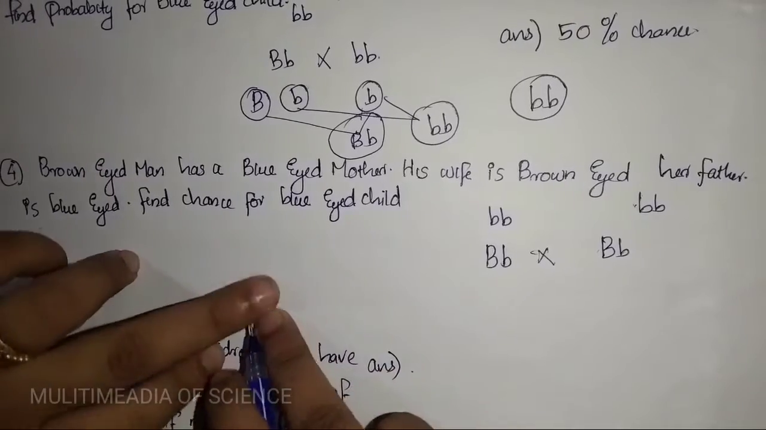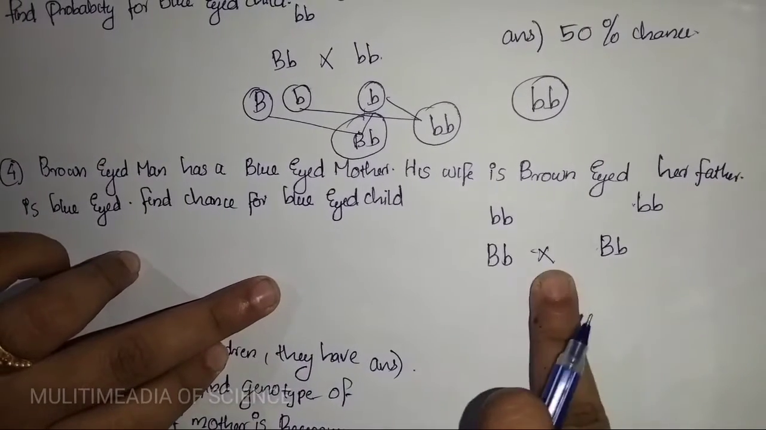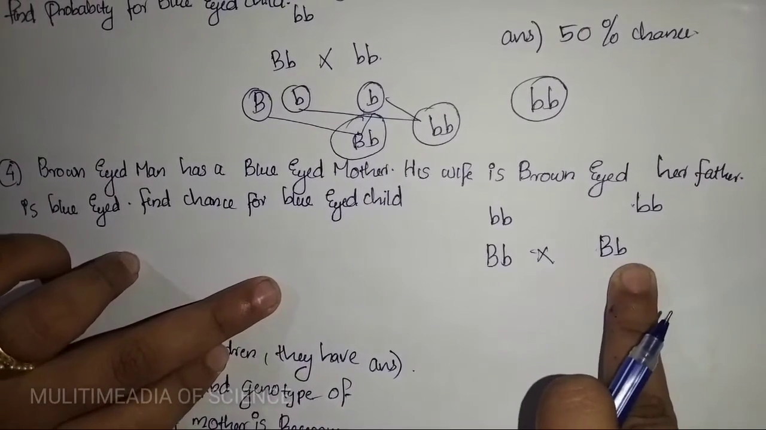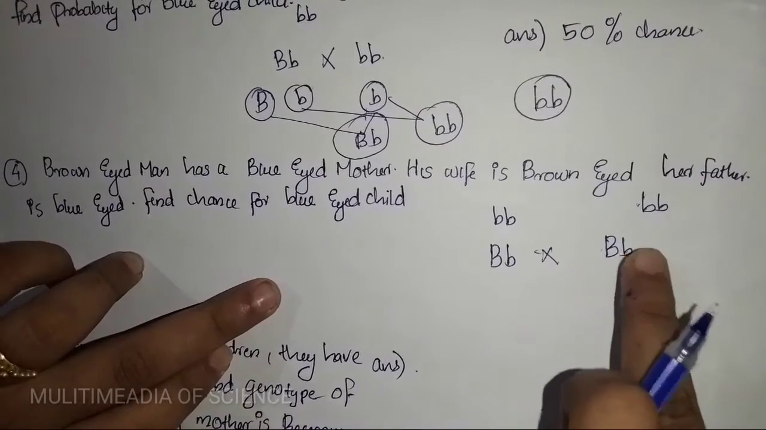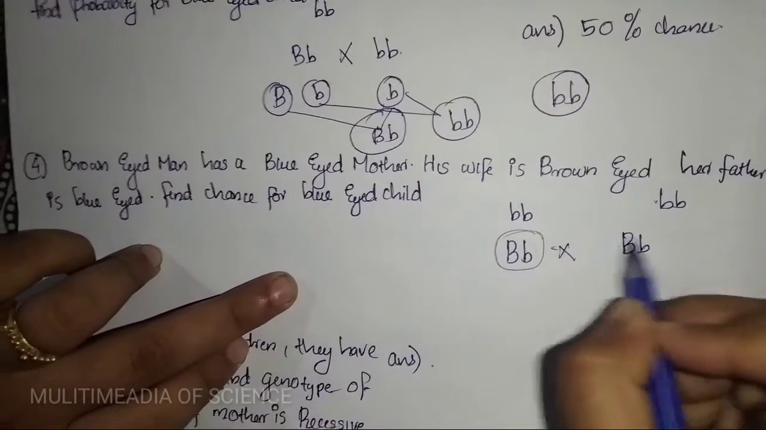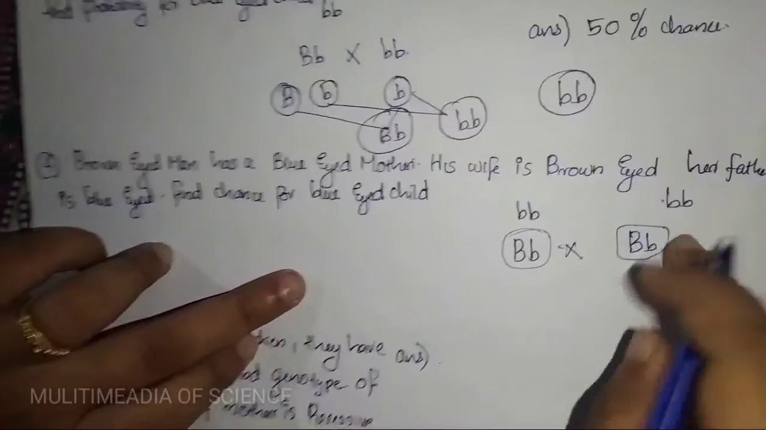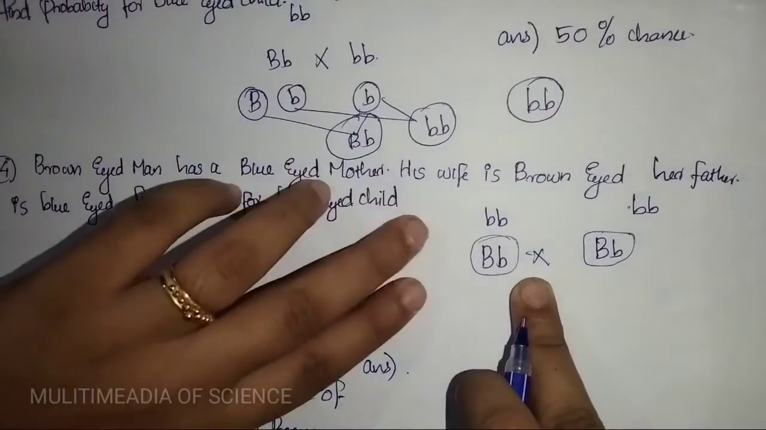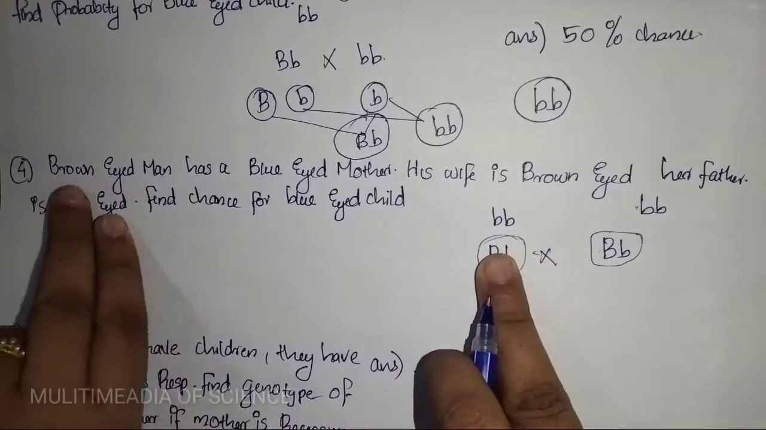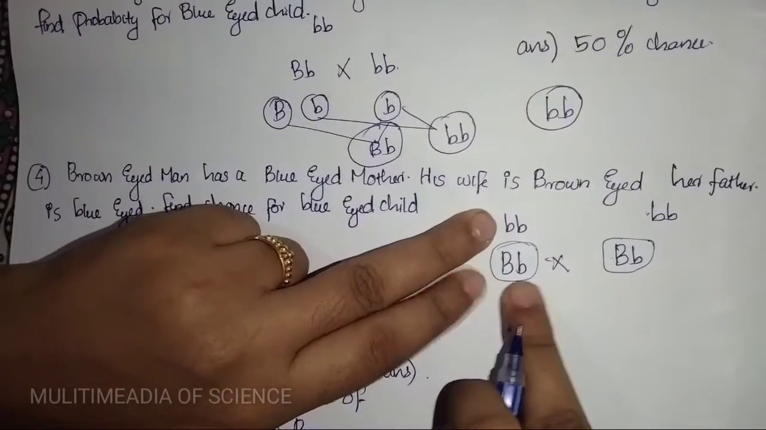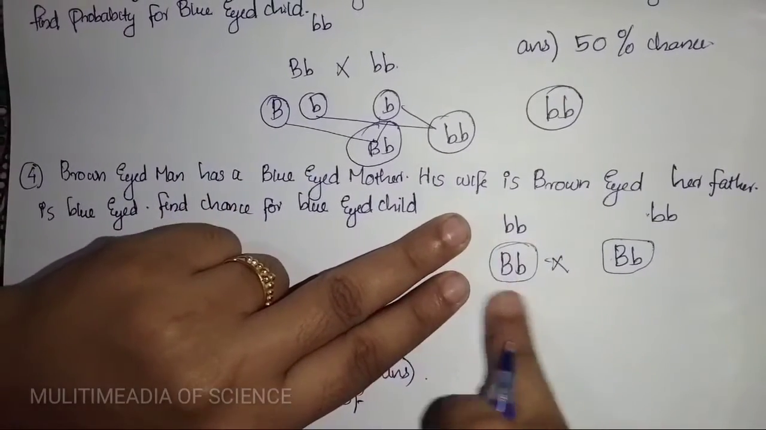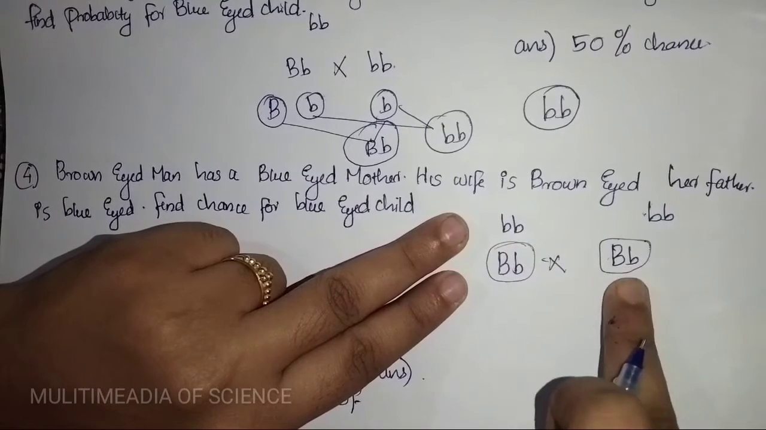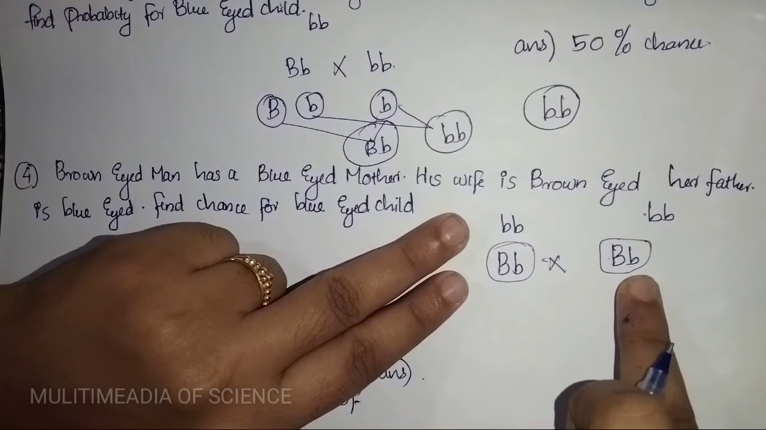So what happens? Capital B, small b cross capital B, small b. Okay, first you should mention how this comes. Hope that it is clear. Once again, I am discussing that. Here capital B, small b is coming, and here also capital B, small b is coming.